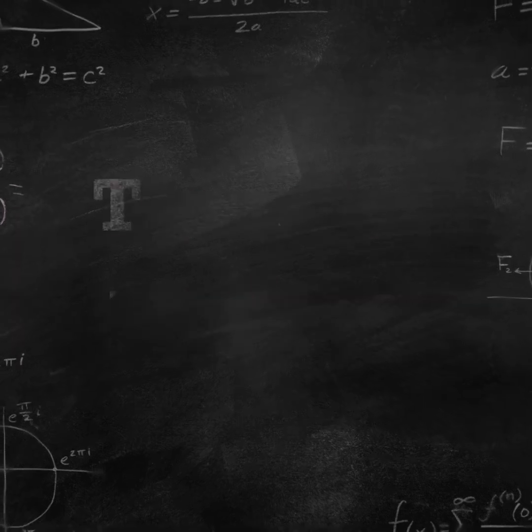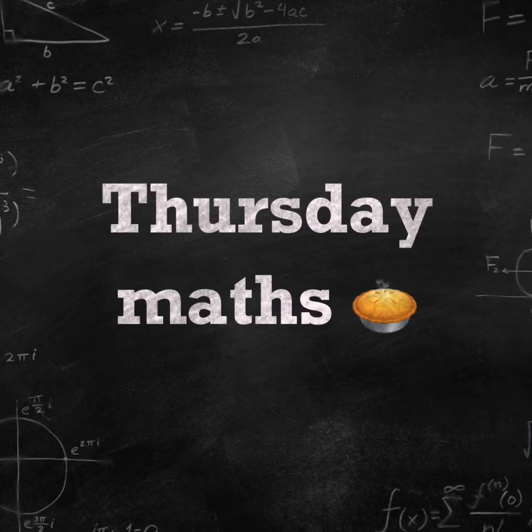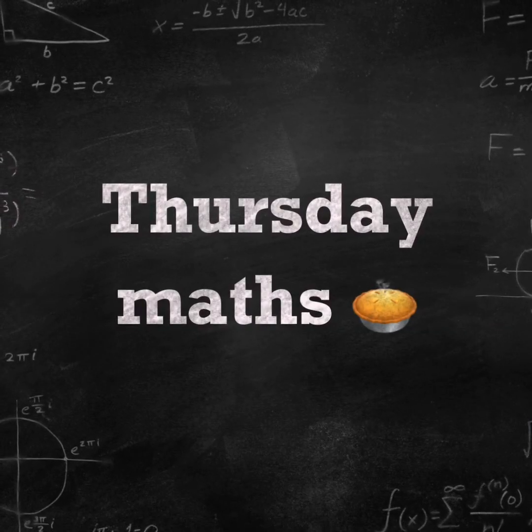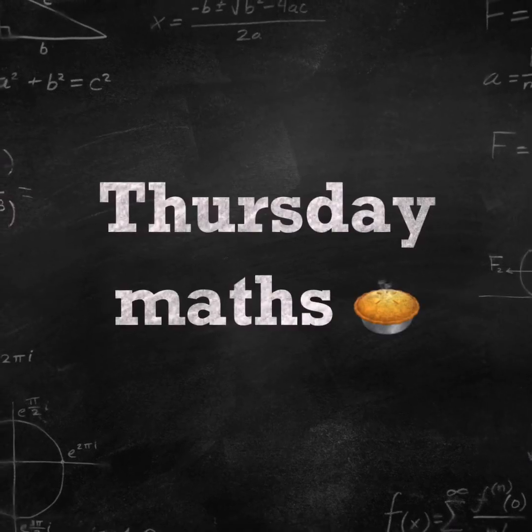So we have been doing our statistics lessons this week. The first 3 lessons were all about the mean. We are now going to look at pie charts, which is why we have a picture of a pie. So let's get started then.